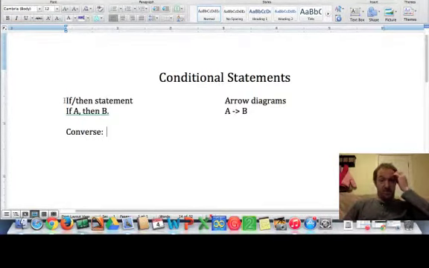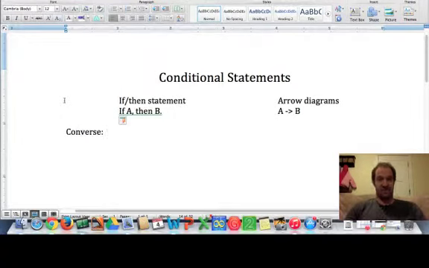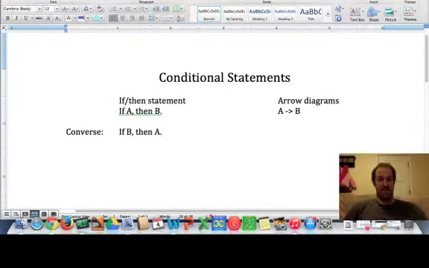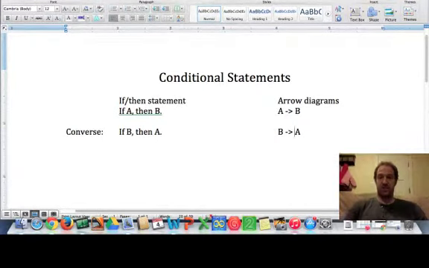If A, then B, and A arrow B mean the exact same thing. So let's talk about the converse. How do you write the converse of an if-then statement? We already talked about that a little bit. All you've got to do is switch the A and the B parts around. If you're writing it as an arrow diagram, it would be B arrow A. And that would be the converse of the original one, which was if A, then B.